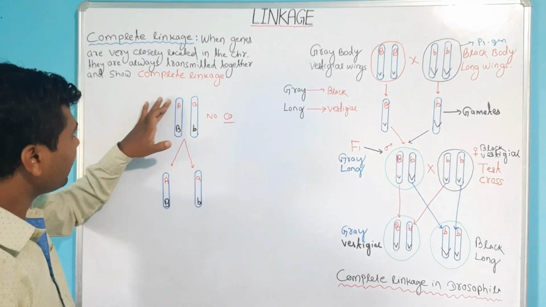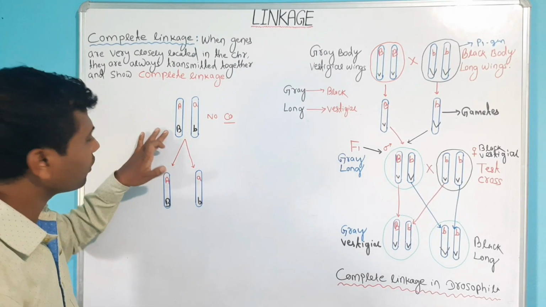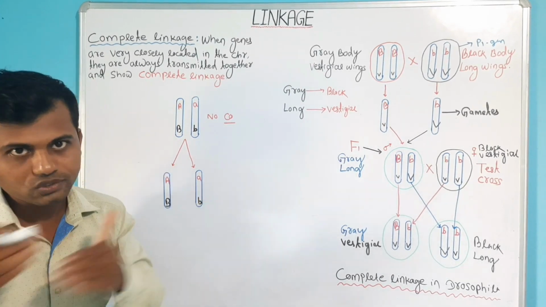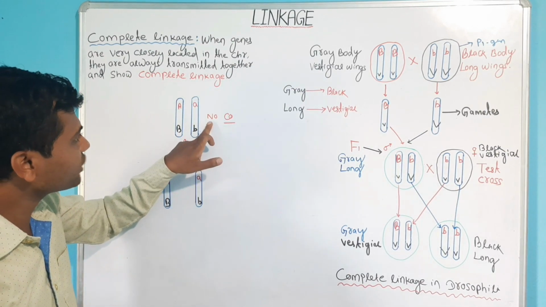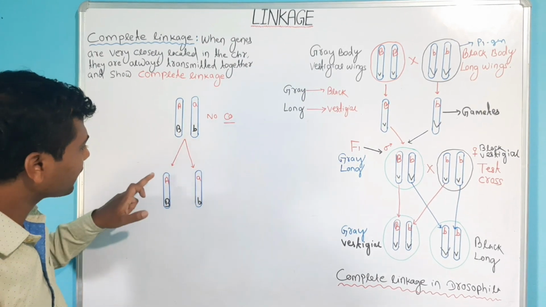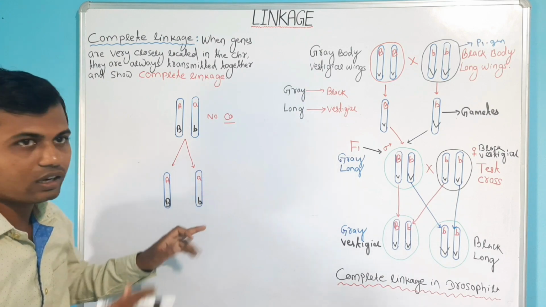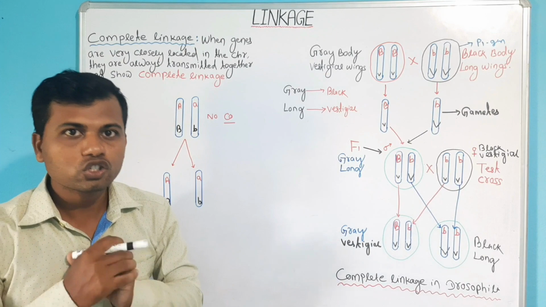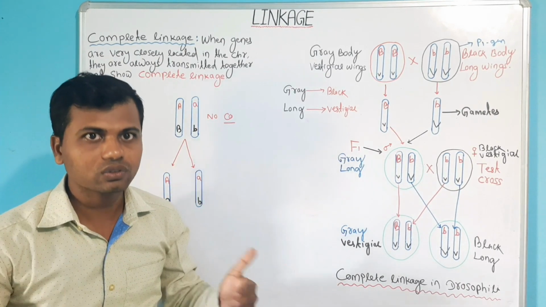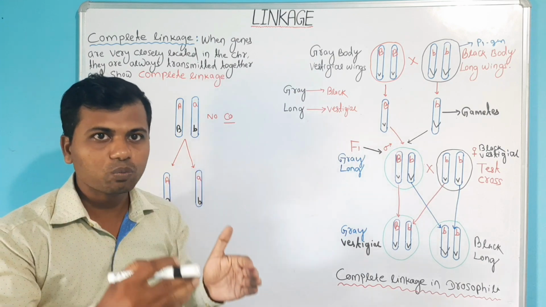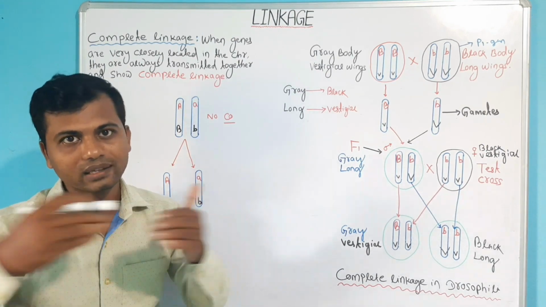Let A and B be two genes that are present close together in a chromosome. Because they are present very closely in the chromosome, there is no crossing over, so capital A goes with capital B, and small a goes with small b to the next generation. So in complete linkage, whatever offspring are produced show the parental combination of characters, or they look like the parents.